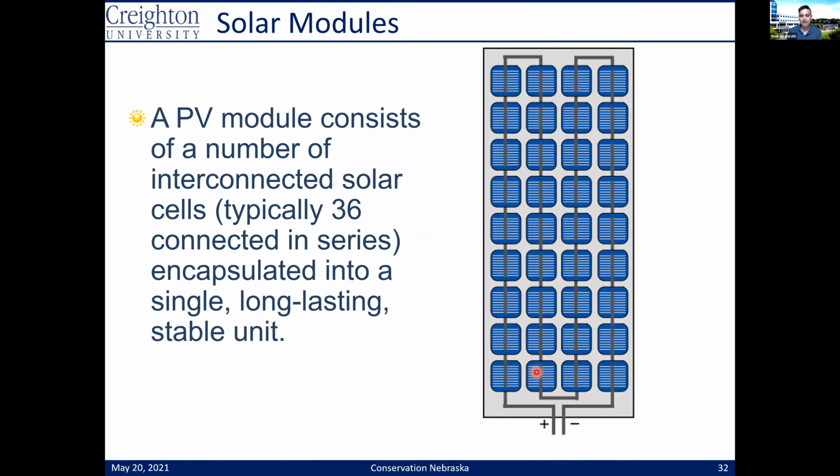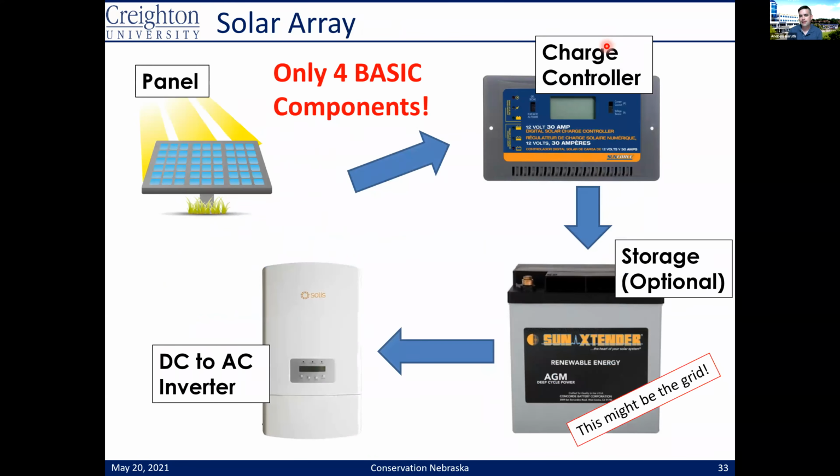So if we add them like this, this is a 36 cell panel, so it'll be about an 18-volt panel. We can put all these together and we look at some of the basic components. We're going to need something like a charge controller. Maybe we want some storage. If we want to be able to put it to a wall outlet or attach it to the grid, we're going to need some way to take it from DC to AC through an inverter.